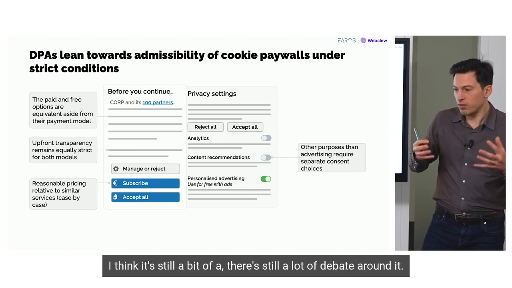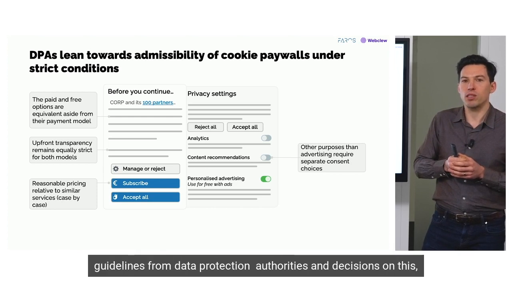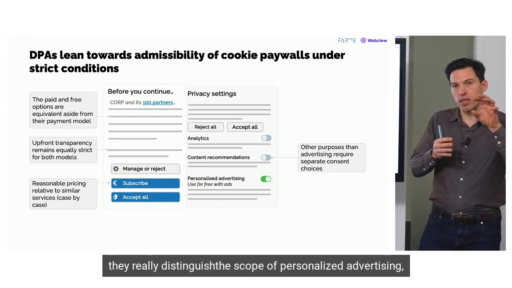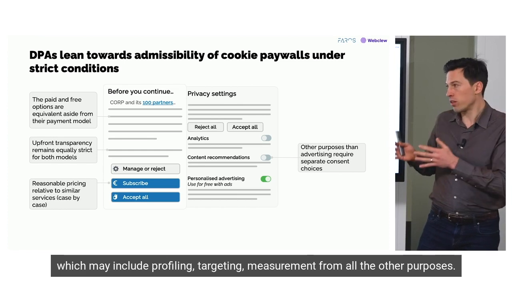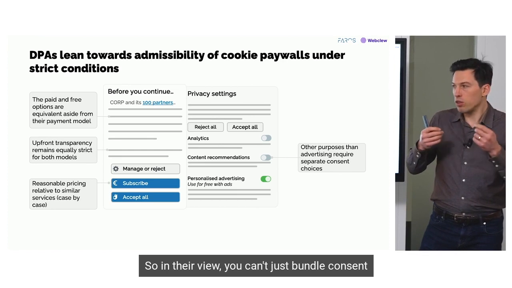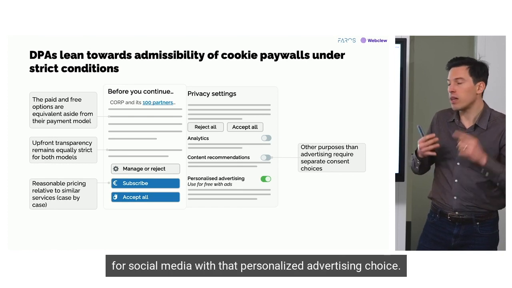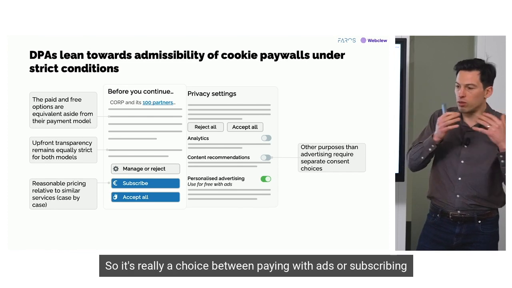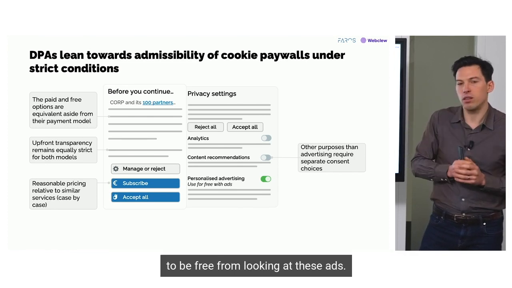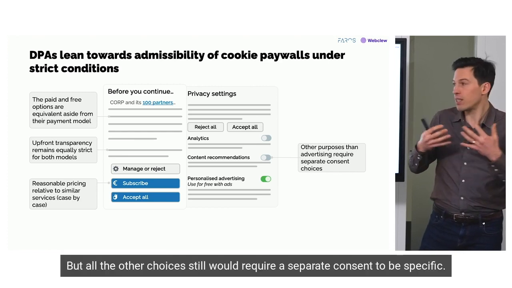I think there's still a lot of debate around it, but if you look at the different guidelines from data protection authorities and decisions on this, they really distinguish the scope of personalized advertising, which may include profiling, targeting, measurement, from all the other purposes. So in their view, you can't just bundle consent for content recommendations, for analytics, for social media with that personalized advertising choice. So it's really a choice between paying with ads or subscribing to be free from looking at these ads, but all the other choices still would require a separate consent to be specific.